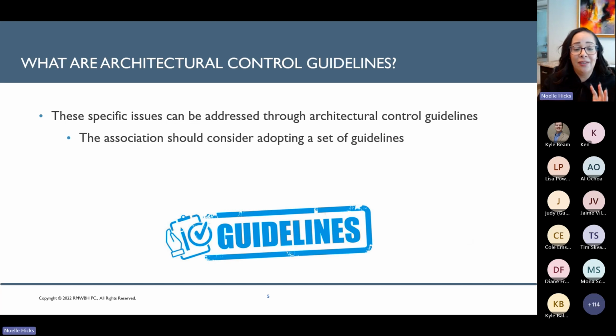So a lot of the issues that I addressed can obviously be addressed through creating architectural control guidelines. And so if the association goes through its documents or it sees that there are a bunch of situations that are popping up, it should consider adopting a set of guidelines if there aren't already some in place, or even updating the ones that they already have in place to meet the association's particular and current needs.